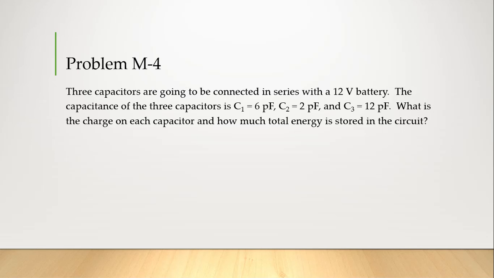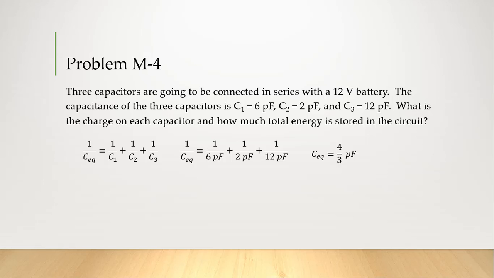So let's do a quick problem. Let's say we have three capacitors and we want to know what the charge in each capacitor is, and they're going to be connected in series, and how much energy is stored in the circuit. The first thing I need to do to figure out the charge is figure out the equivalent capacitance, because remember, charge is the same in all elements of the circuit. So if I figure out the equivalent capacitance, I get 4/3 picofarads. If I then plug that into the formula, charge equals C times V, I end up with 16 picocoulombs. Remember that pico is times 10 to the negative 12th. If I wanted to figure out the total energy stored in the circuit, I could use the equivalent capacitance times voltage squared, and I get 96 picojoules as the total energy stored in the circuit.